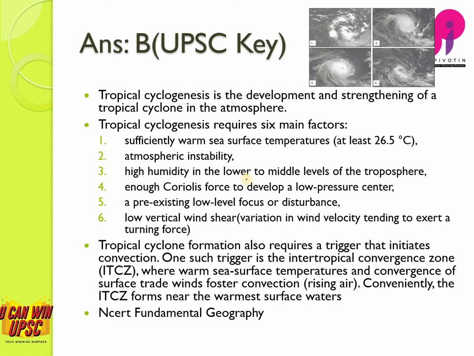You see, these are the 6 main factors required for cyclogenesis, which is formation of cyclones. The tropical cyclone formation also requires a trigger that initiates the convection. And one such trigger is the intertropical convergence zone, where warm sea surface temperatures and convergence of surface trade winds foster convection. Convection is rising of air. And conveniently, the ITCZ forms near the warmest surface waters.